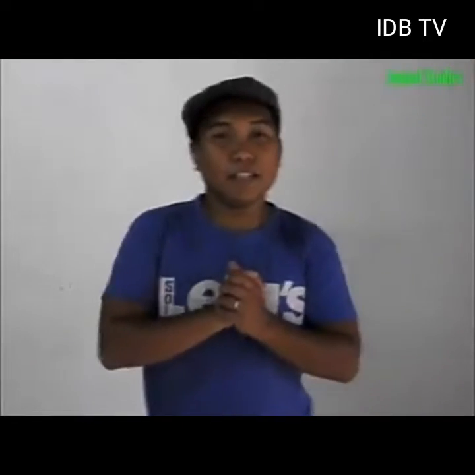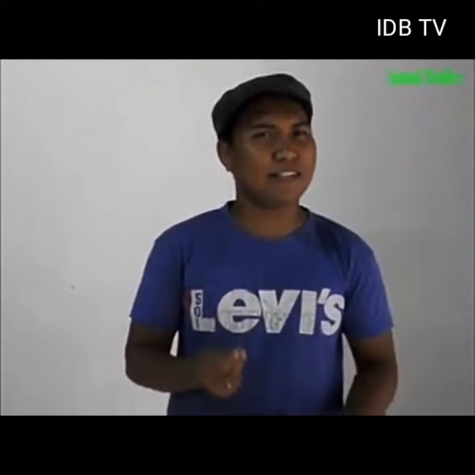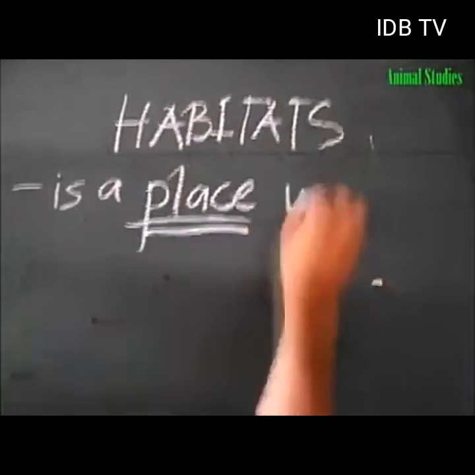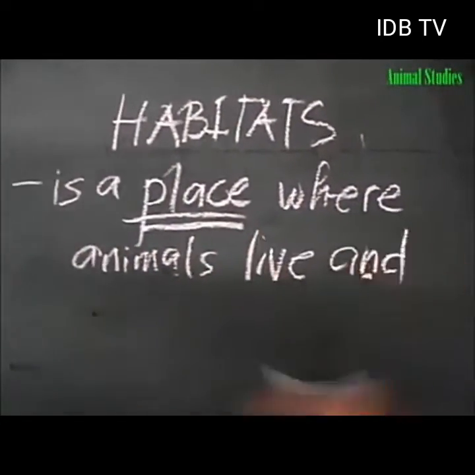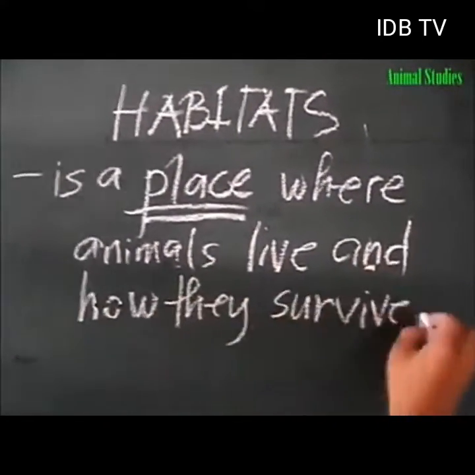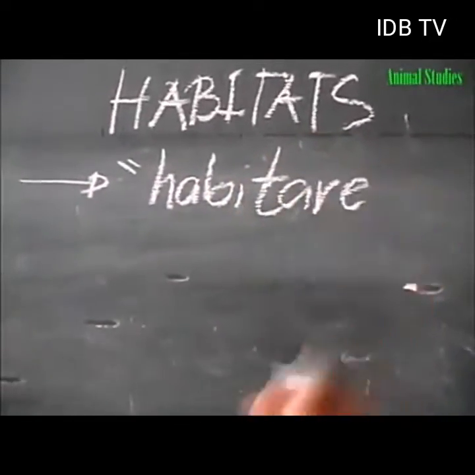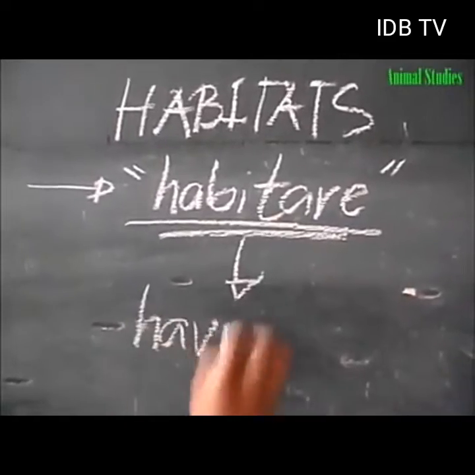Today, in Animal Studies, we address the question: what are the different kinds of animals and their habitats? Before we go further, let me explain what a habitat is. Habitat is defined as a place where animals live and how they survive in that particular area. Habitat is taken from the Latin word habitare, which means having a home.